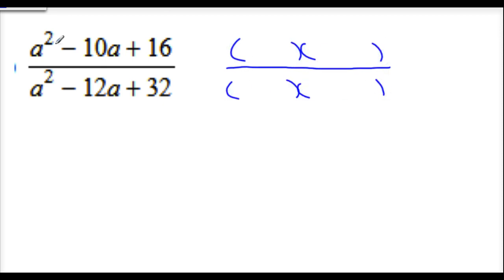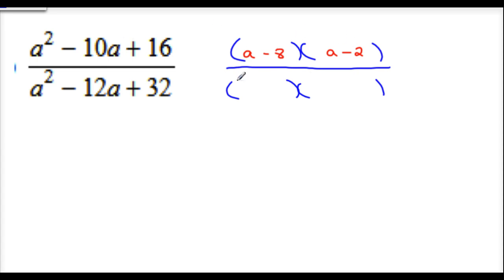So if I factor my numerator, a squared minus 10a plus 16, negative 8 and negative 2. It's beautiful. So I got a minus 8, a minus 2. Negative 8 times negative 2 is positive 16. Negative 8 plus negative 2 is negative 10.